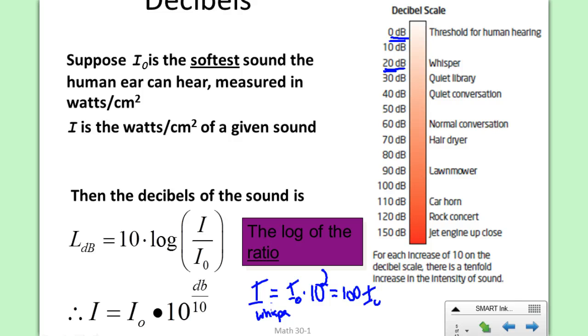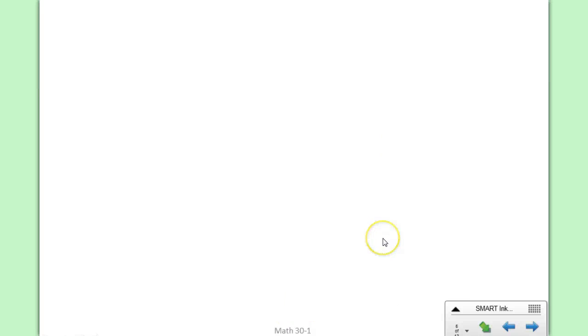And if you now compare that to, let's say, a lawnmower, well, what's the intensity of the lawnmower? Well, clearly, it's 10 to the 90 over 10, which would be 10 to the 9 times I-O. So that's 1 billion times more intense than a whisper, right? 10 to the 9, right? That's a lot. Okay, so that's kind of the understanding part of what decibels is. And a rock concert, very much more a jet engine, so you get the idea. So how can we use this? Well, let's look.